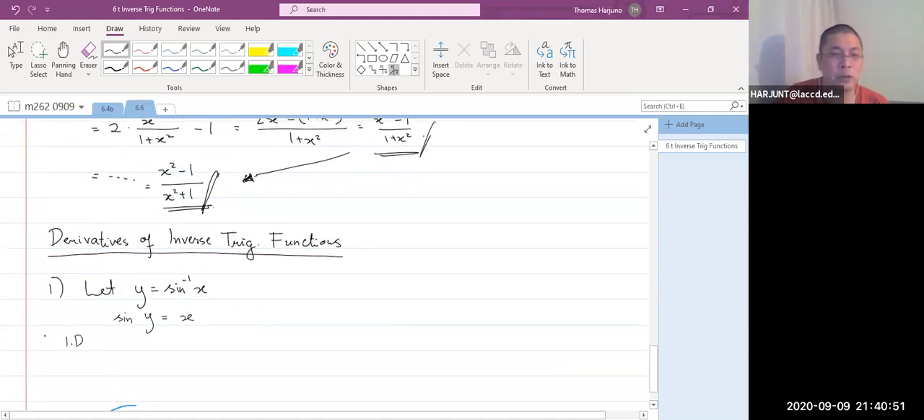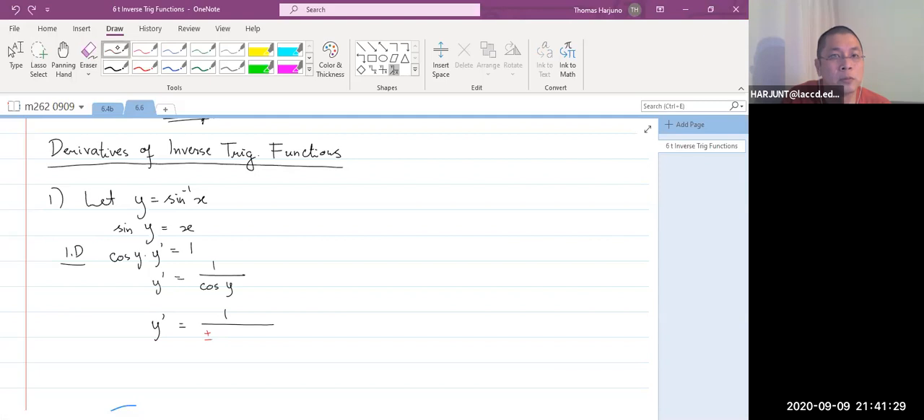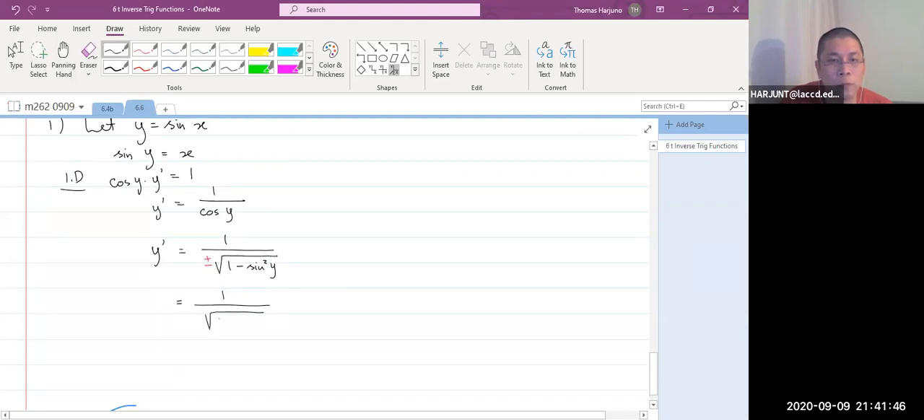So we do a lot of implicit differentiation today. Implicit differentiation: cosine y times y prime equals 1. So y prime equals 1 over cosine y. We have an issue here. Cosine y will be plus or minus the square root of 1 minus sine squared y. That's the square root of 1 minus, what is sine squared y? x squared.